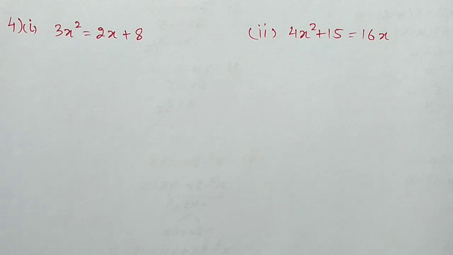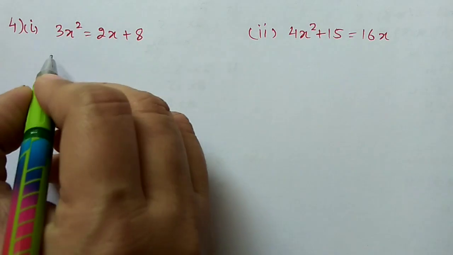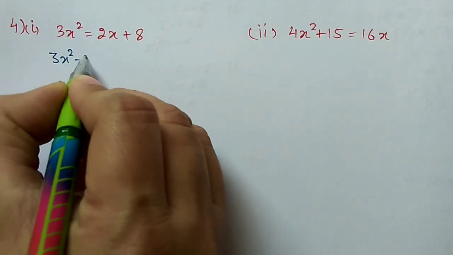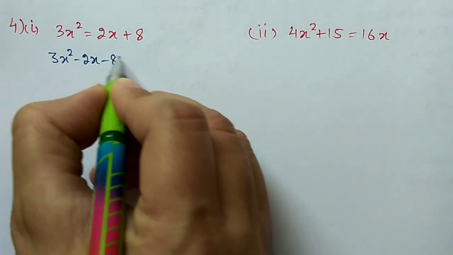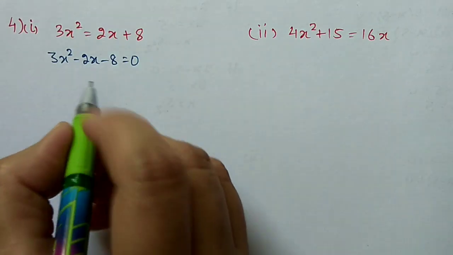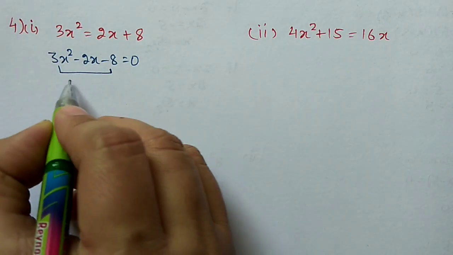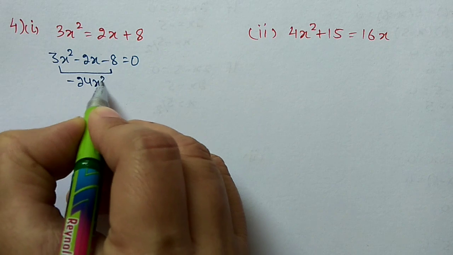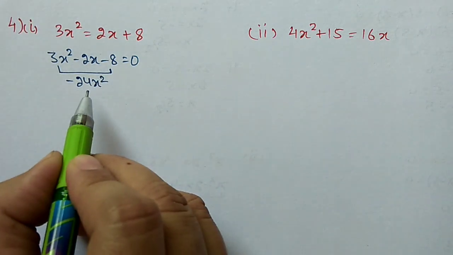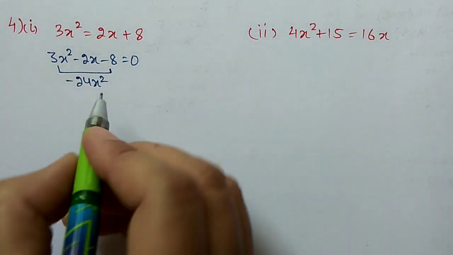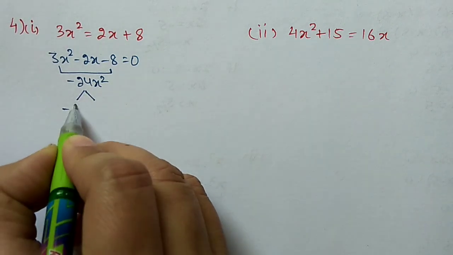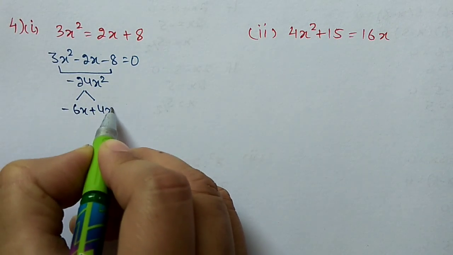Fourth question, first part, 3x square is equal to 2x plus 8. Shift everything one side. 3x square minus 2x minus 8 is equal to 0. Then do the factorization. Multiply first and last. Minus 24x square. Do the factor of minus 24 such that after subtraction minus 2 should come. So minus 6x plus 4x.